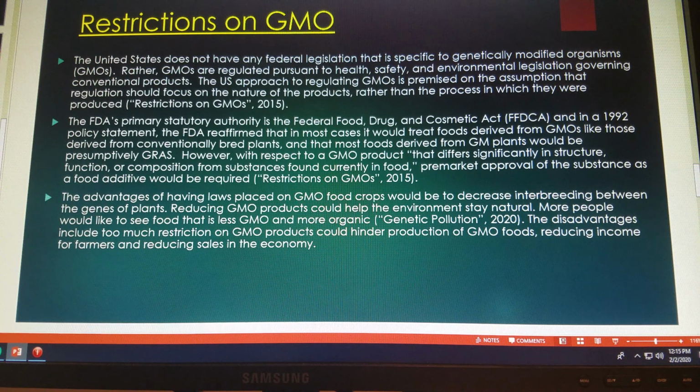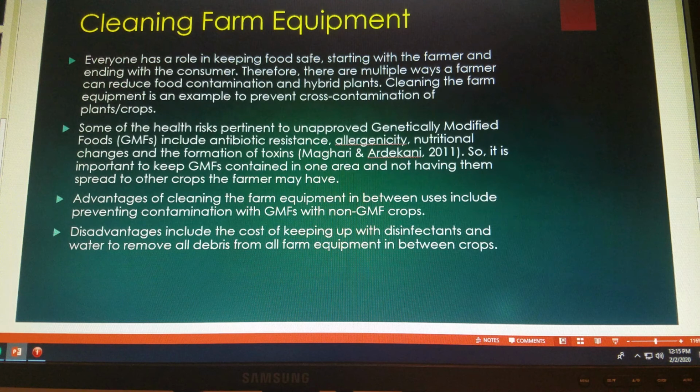Some disadvantages to not having restrictions, obviously, is that people don't know what they're putting into their bodies. And I did find some research on mice where they fed a mouse only GMO type products, and they were more prone to tumors, and they had an early death rate as well. So I found that interesting. Just the fact that the FDA has no GMO labeling is quite shocking. So just placing more restrictions on them, I think, could be helpful.